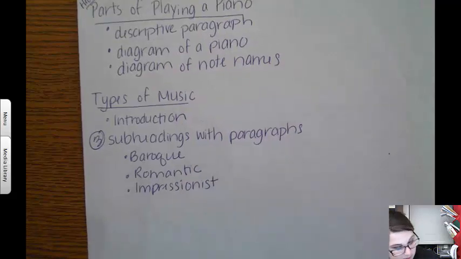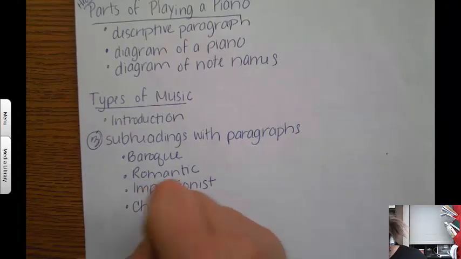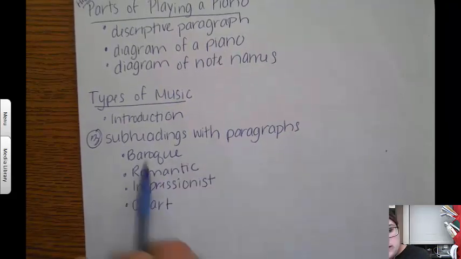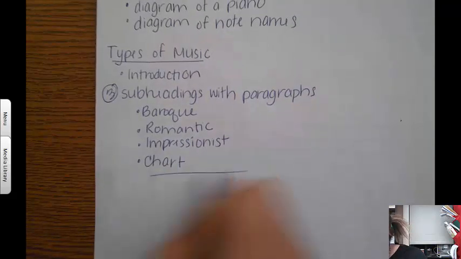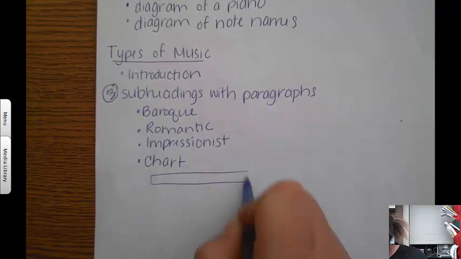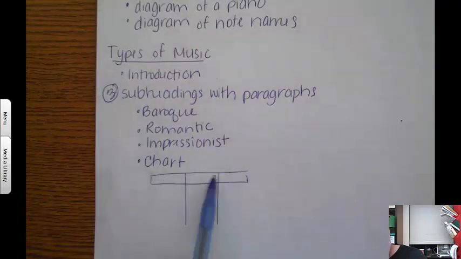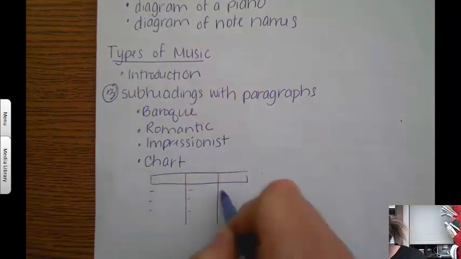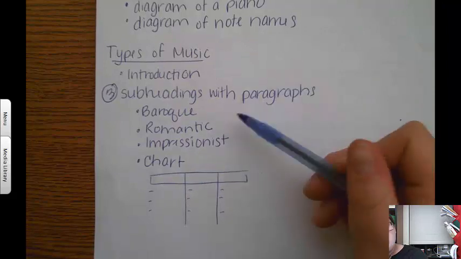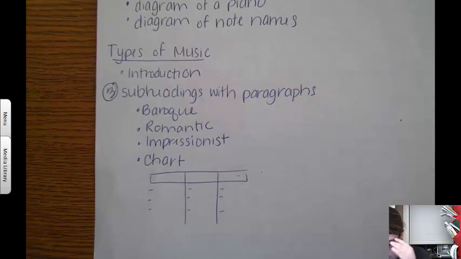And I think what would be really cool is to have like a chart, because I'm going to be describing all this information, but I could add a chart in here where the 3 types of music I'm talking about are going to be in there, and I can list a couple of facts about each one. So I'll have my paragraph, but I'll also be able to organize my information into a chart here.